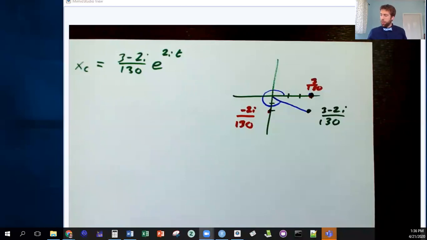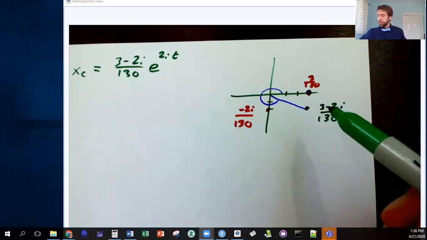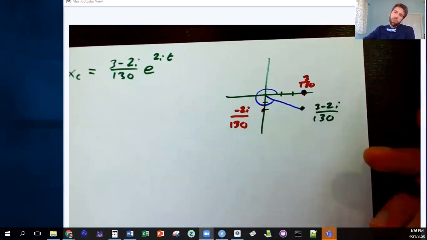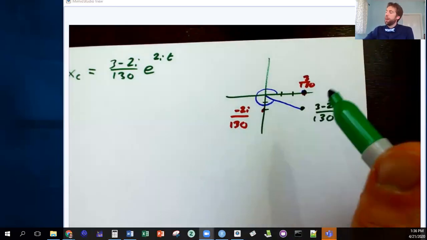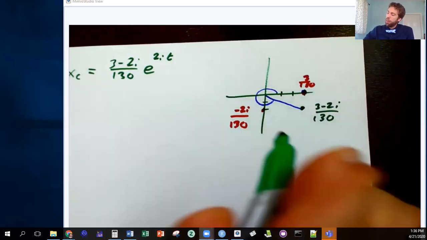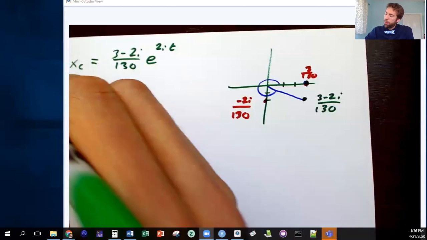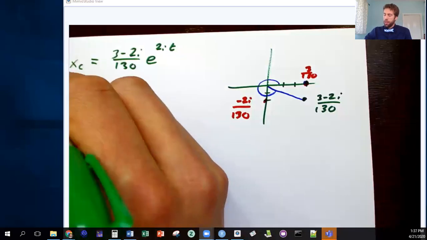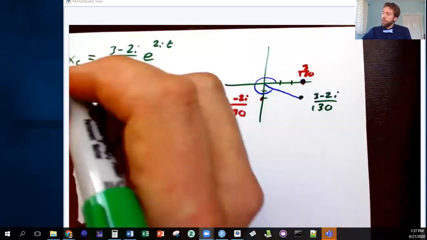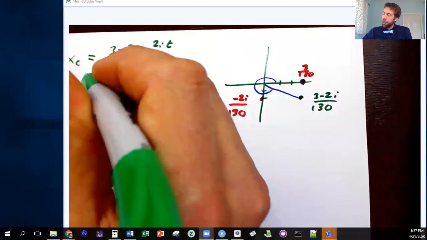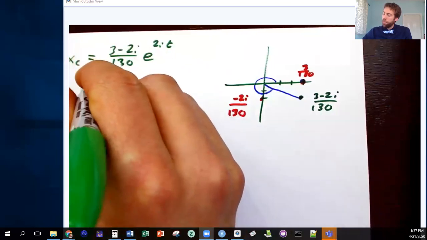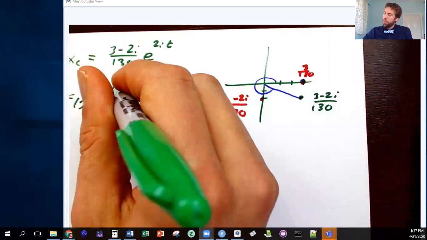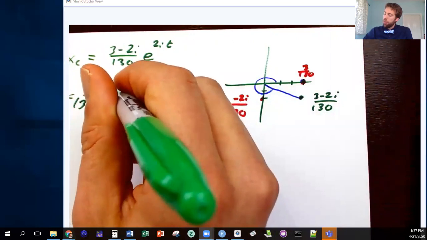The length of the hypotenuse is the Pythagorean theorem, which you could also find by multiplying. So the Pythagorean theorem tells us that the absolute value of this, that is the A, is, I'll factor the 1 over 130 out, the square root of 9 plus 4. So 13.